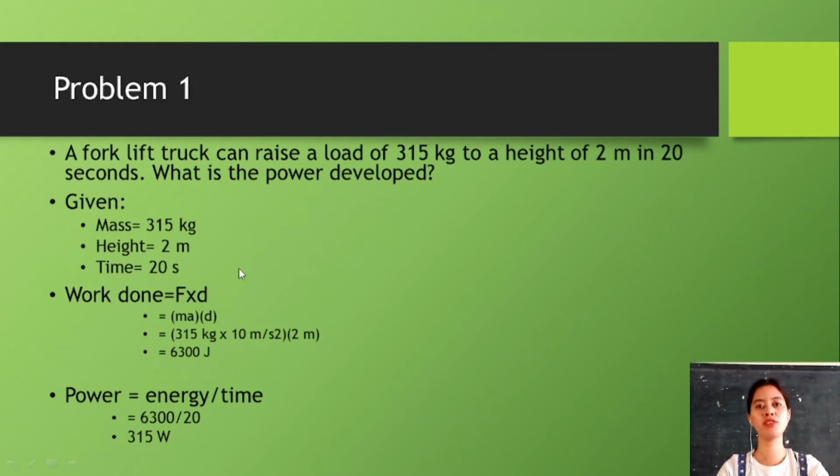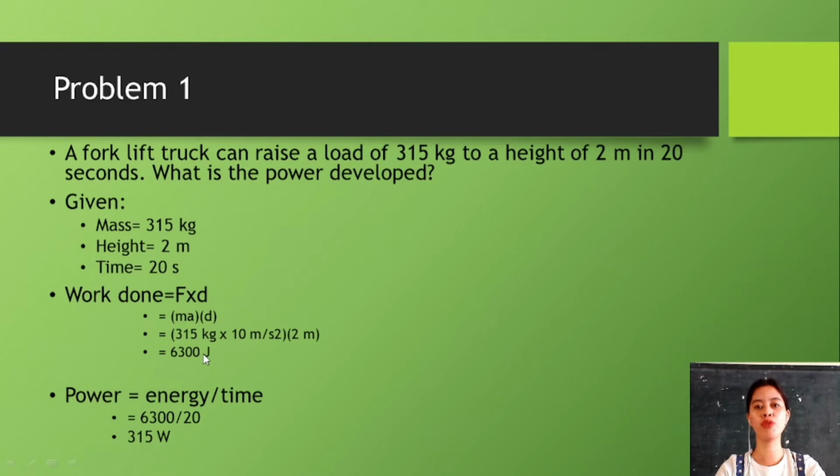Okay, so let's solve first the work done. Force times distance is equal to 315 kilogram times 10 meter per second squared times 2 meter. Why is it MA? Where did we get the MA? MA is mass times acceleration. This is the formula in finding the force. So our work done is 6,300 joule.